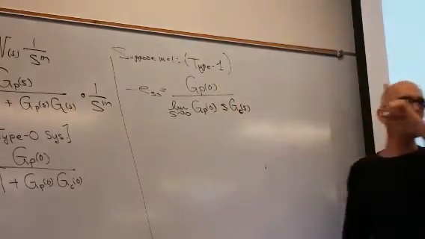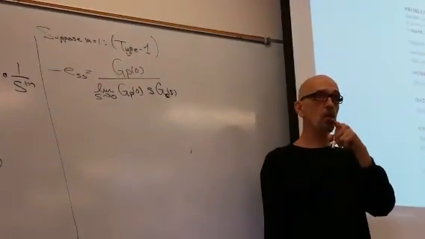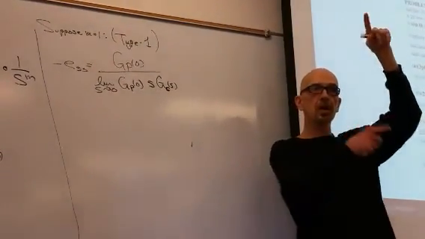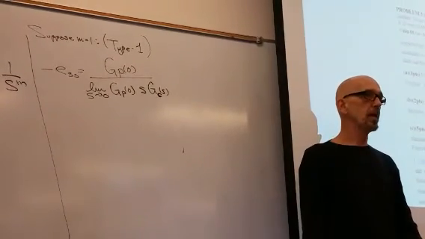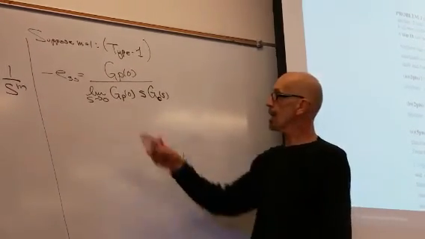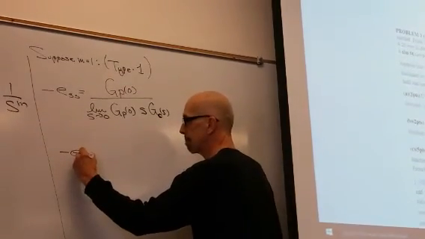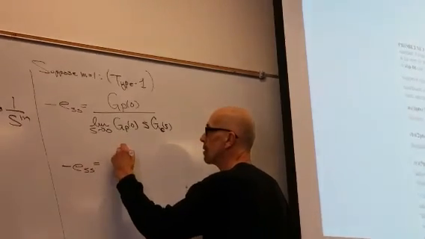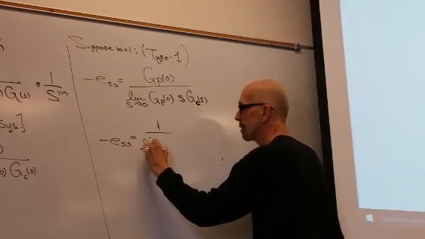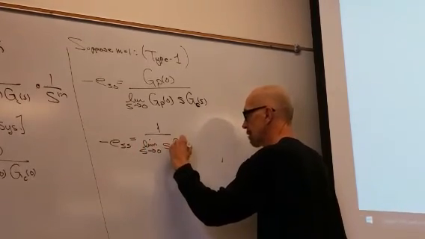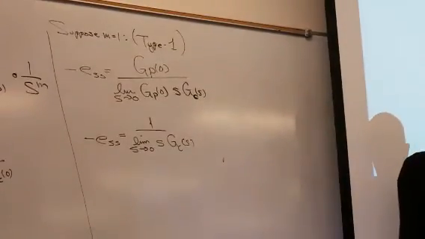I'm assuming that GP has no poles at the origin. And in our case, it doesn't. It's a second order underdamped system. Two poles, they're a conjugate pair, there's nothing at the origin. So G of 0 does exist for the plant. So this thing becomes what? The GPs cancel out, right?